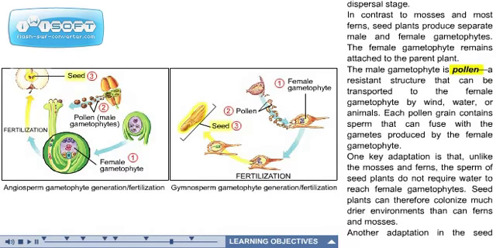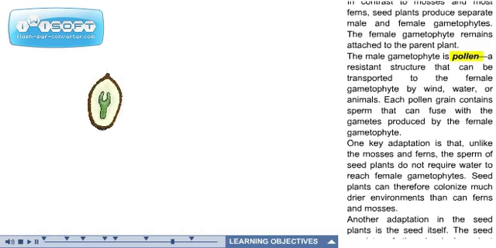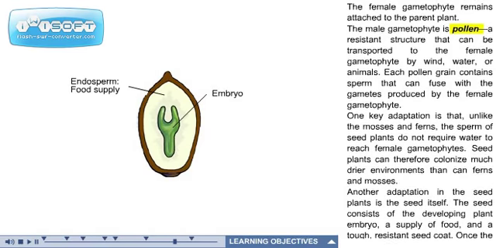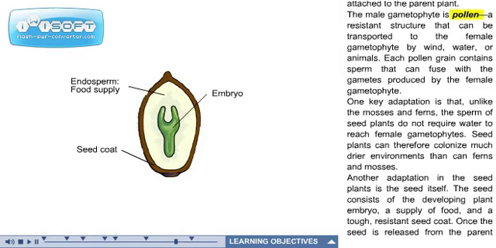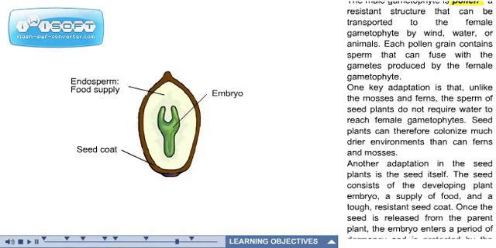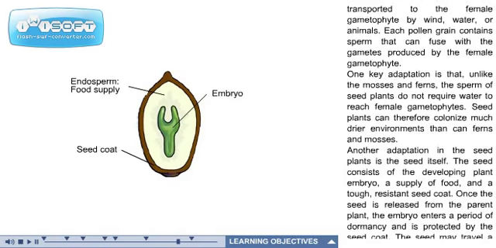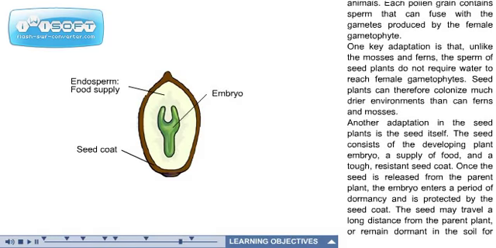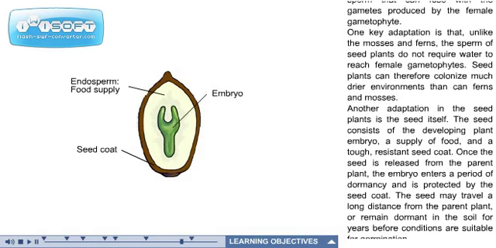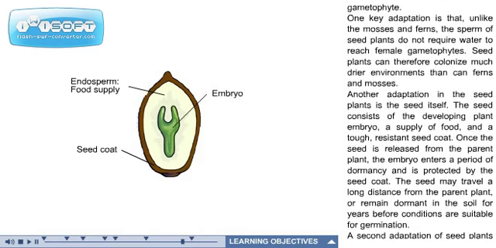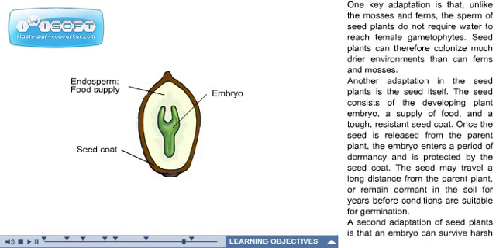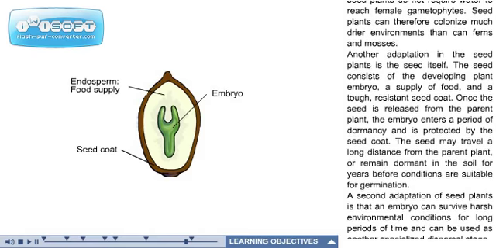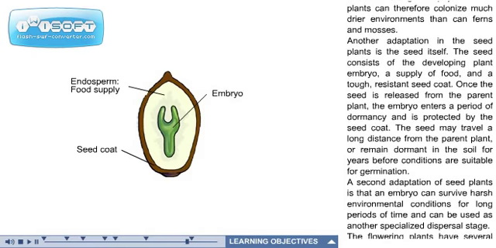Another adaptation in the seed plants is the seed itself. The seed consists of the developing plant embryo, a supply of food, and a tough, resistant seed coat. Once the seed is released from the parent plant, the embryo enters a period of dormancy and is protected by the seed coat. The seed may travel a long distance from the parent plant or remain dormant in the soil for years before conditions are suitable for germination. A second adaptation of seed plants is that an embryo can survive harsh environmental conditions for long periods of time and can be used as another specialized dispersal stage.